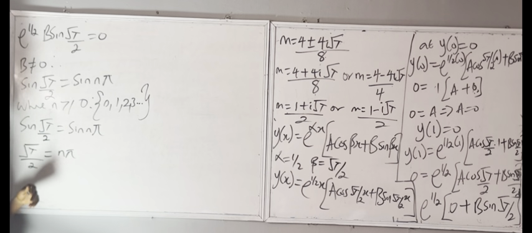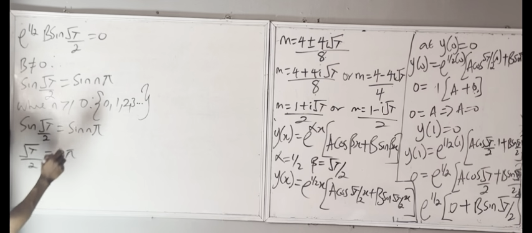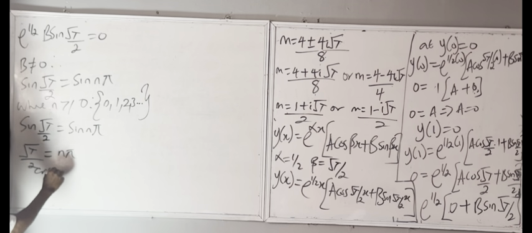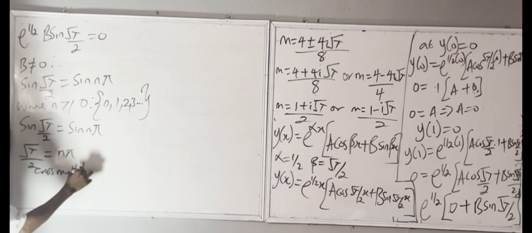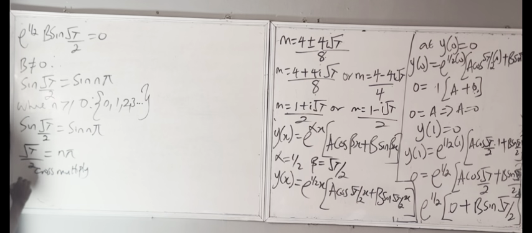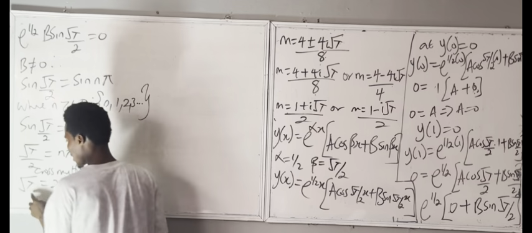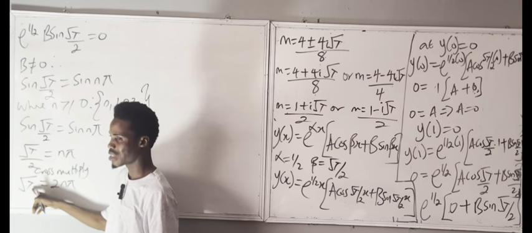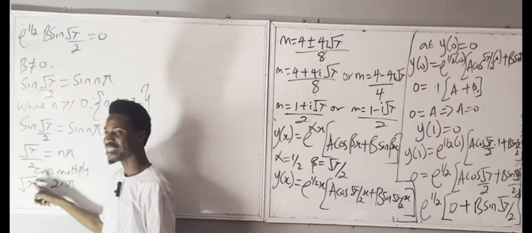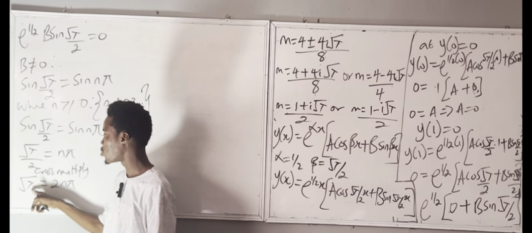So my next step is what? To cross multiply. If I cross multiply, I'm going to have pi lambda. I'm going to have lambda is equal to 2n pi. So I want to know my value for this lambda. If I know this lambda, it is the eigenvalue I'm looking for.